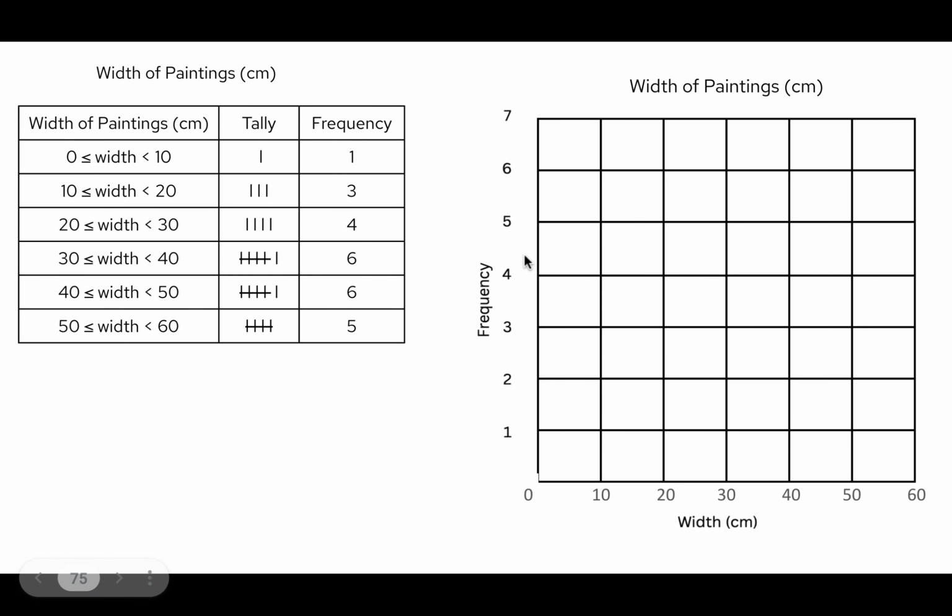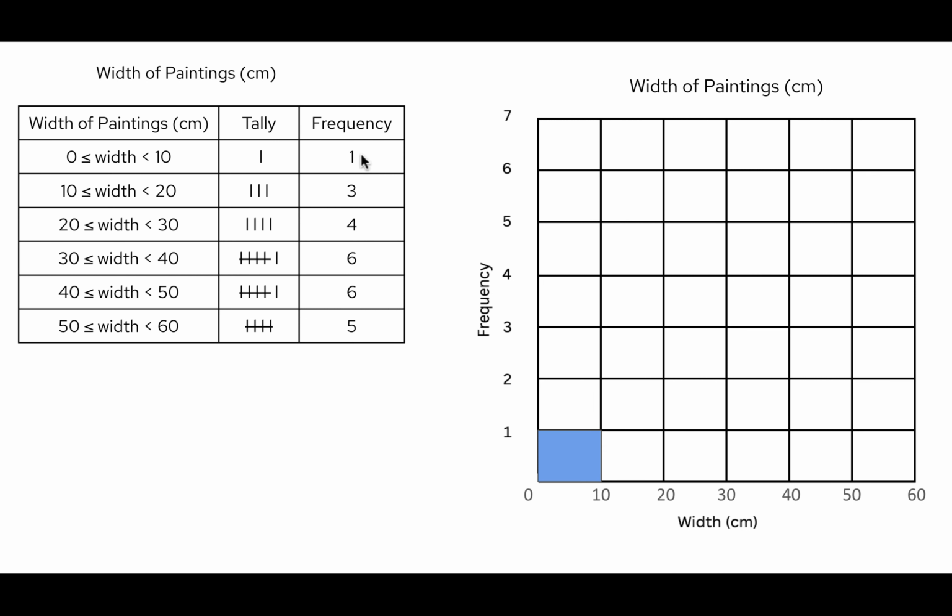Okay, so now we have our frequency table. We're going to make our histogram. For our histogram, we have our title, we have the x-axis, which is the width, and the y-axis, which is the frequency. Here I have my 0 to 10, 20, 30, 40, 50, 60, just like this first column. And the frequencies, 1, 2, 3, 4, 5, 6, 7, just like my last column.